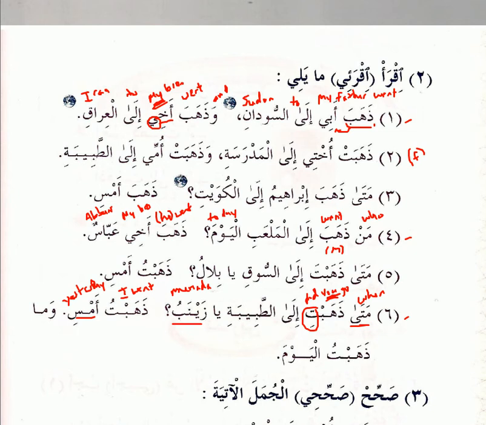What's our doer in dhahabtu? Our doer is, tell me in Arabic. It's ana. It's yourself. Good. And how do we know that? What's the pronoun that we see? It's the tu. Good. So this tu is that attached pronoun that's telling us it's I went. It's ana who's doing the action. I'm doing that going. So I went yesterday.